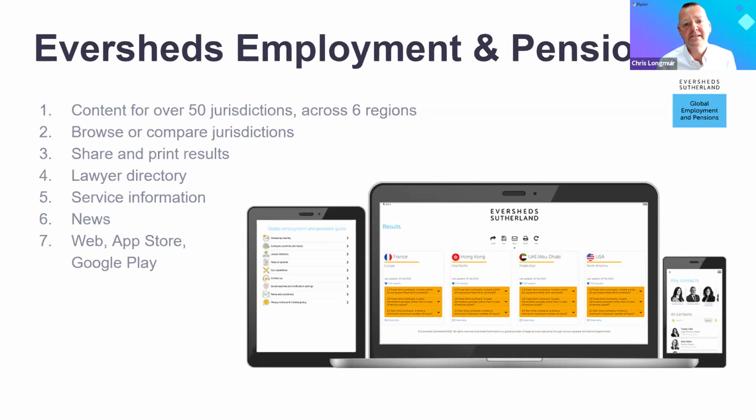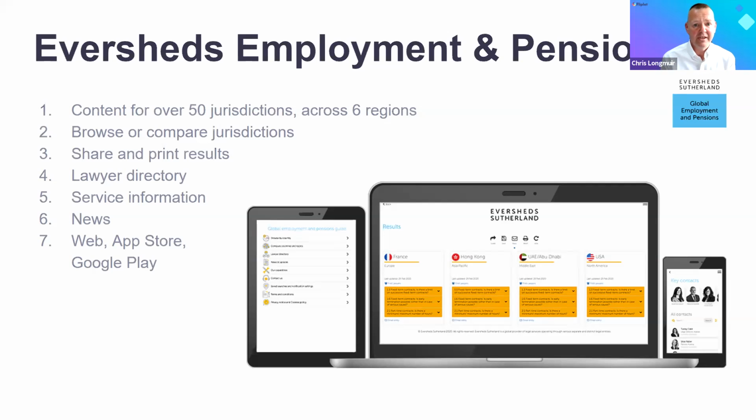So the first one is Eversheds' Employment and Pensions app. This has been around a couple of years now. You can see on the screen, available in web, tablet, and mobile format. Freely available in the app stores, and a fantastic app for content, for information. It now covers, and this has been updated recently with more jurisdictions and across more regions, you can browse and compare information in there.